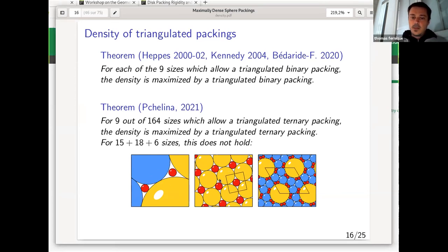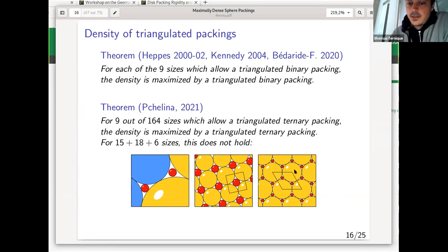But at least the densest packing is a triangulated packing. It is not ternary, but it is a triangulated packing. And the last example is maybe more original. Here it is the densest triangulated packing with three sizes of disk. So it is saturated. You cannot add a red disk in the other holes because they are too large, and it doesn't come from binary packings. So the question is why it can be not of maximal density, and the answer is that with this size of sphere you can do this.